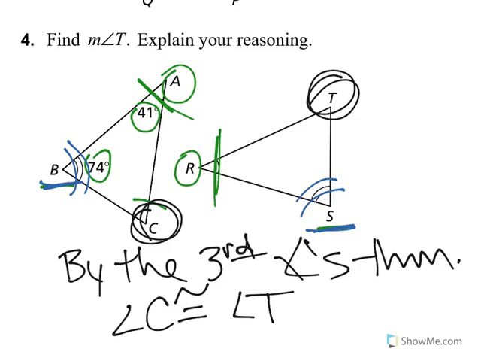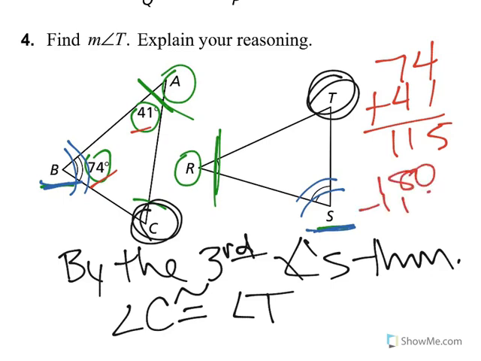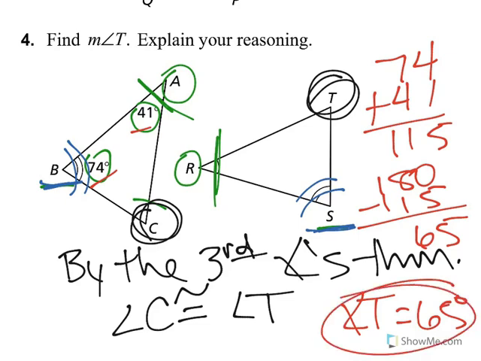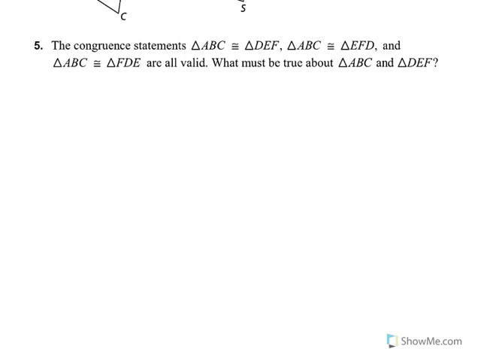Okay, so we actually have a reasoning. Now we just need to find it. So to find the third angle in a triangle, you take your two angles, 74 plus 41. Okay, you get 115, and then you take 180 minus 115, and we get 65. Therefore, angle T is equal to 65 degrees. And we explain that by the third angles theorem. Okay. All right, last example we're going to do.